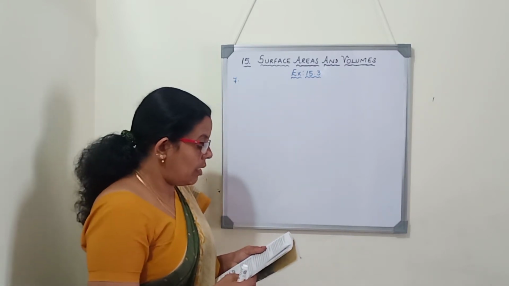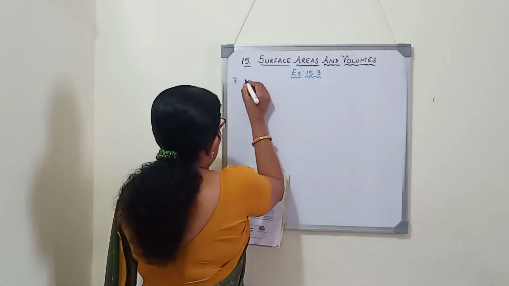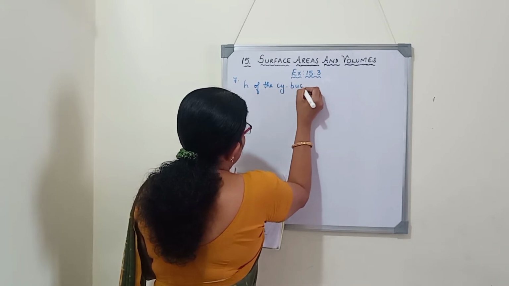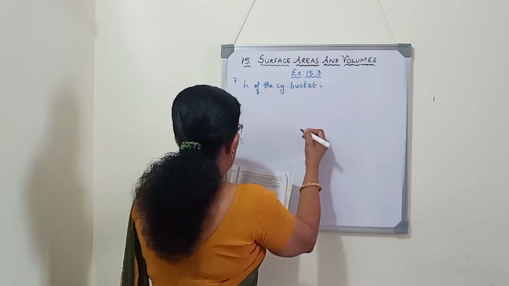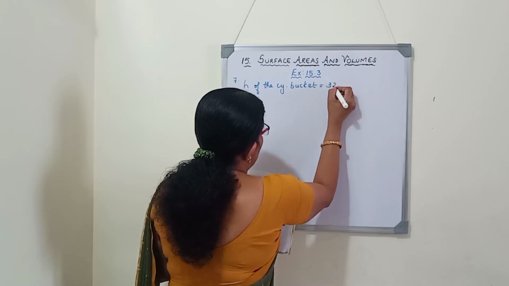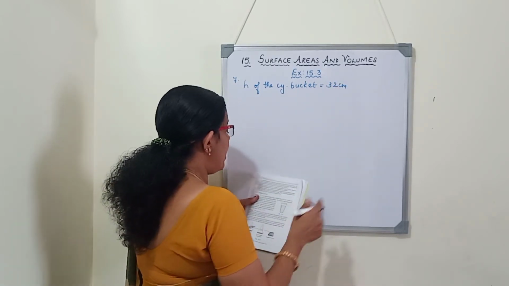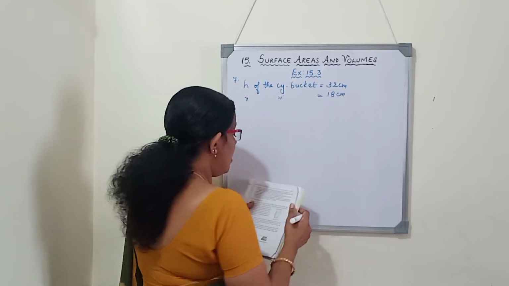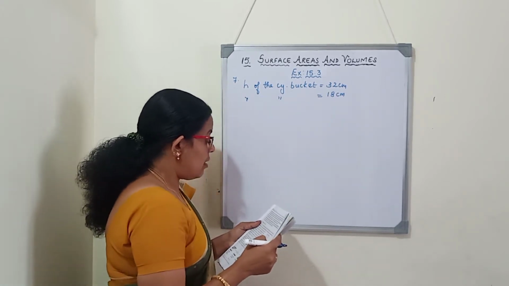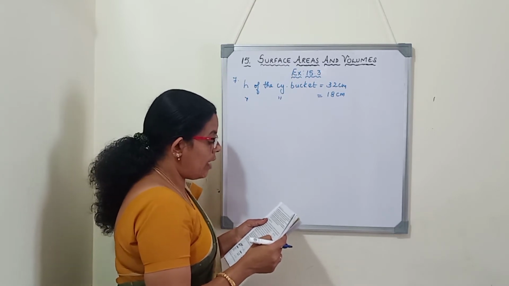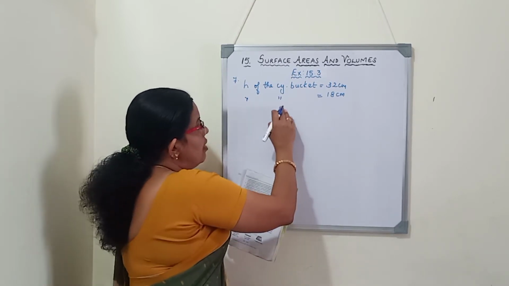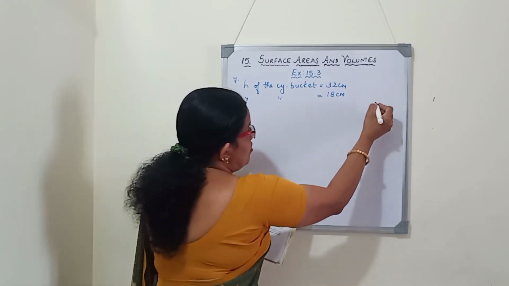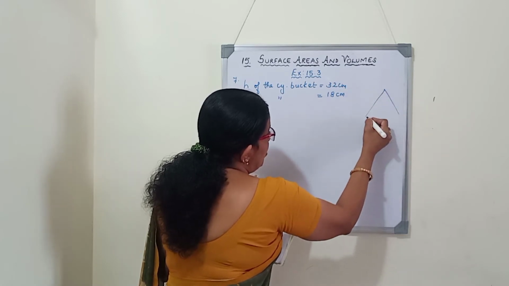A cylindrical bucket 32 cm height. So, height of the cylindrical bucket is 32 cm and the radius of the base is 18 cm. It is filled with sand. This bucket is emptied on the ground and a conical heap of sand is formed. So, the sand in the bucket is emptied to make a conical heap. Like this we will keep the sand.